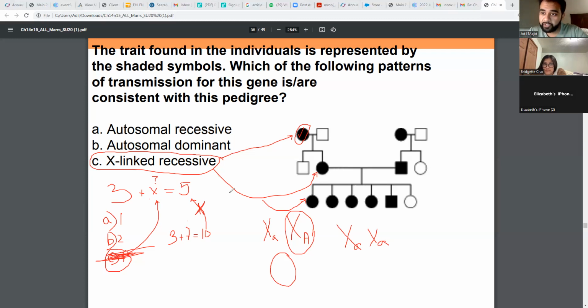The trait is going to show up when it's X-linked recessive. But I'm telling you that this is her genotype. She has one little a and she has one big A. So now tell me, should I shade her in or should I leave her blank? Leave her blank. Why? Because there's a dominant, right?